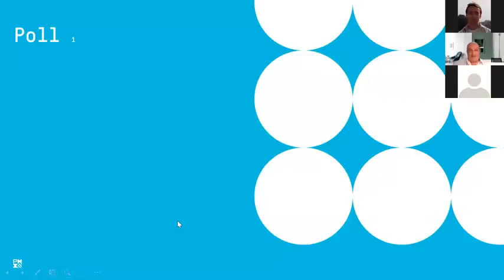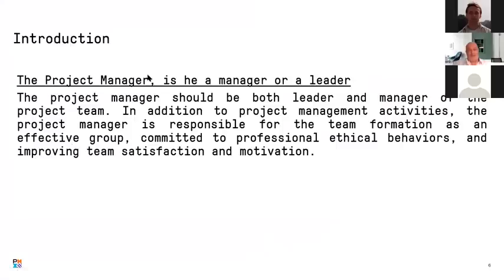Okay, so as you said, most people really know the answer: the project manager should really be both. He should be a manager and a leader, because we need both. We need the leader to show us the vision, to show us where we are heading, and we need the manager to tell us what and how, and the tiny details about the management of the process.